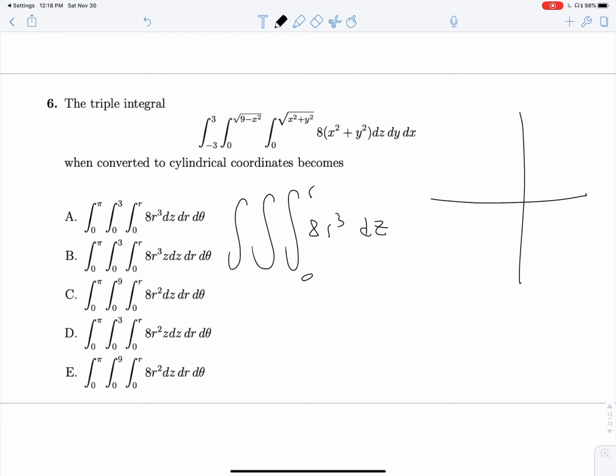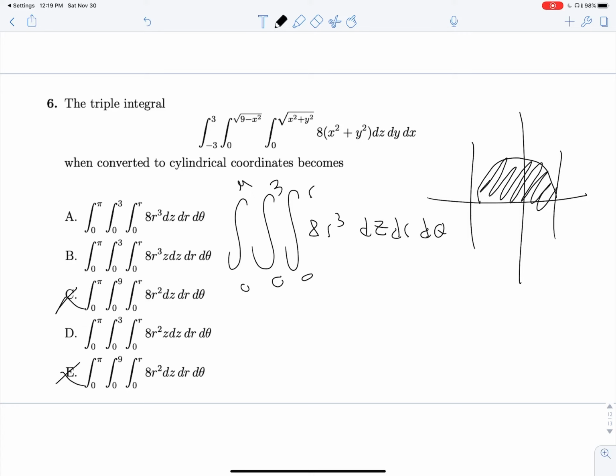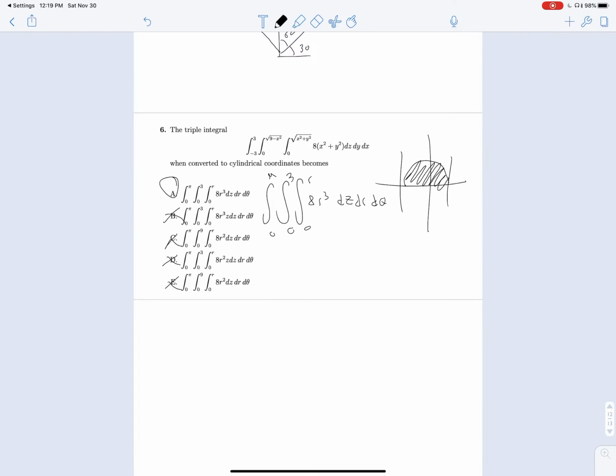And if we graph out this region, we see that we're bounded on the top by the hemisphere of radius 3, and x runs from -3 to 3. So we're dealing with this entire region here. R runs from 0 to 3, like we saw with that hemisphere, and theta runs from 0 to pi. And there's our integral, and we can just cross off everything that doesn't match. And then we are done.